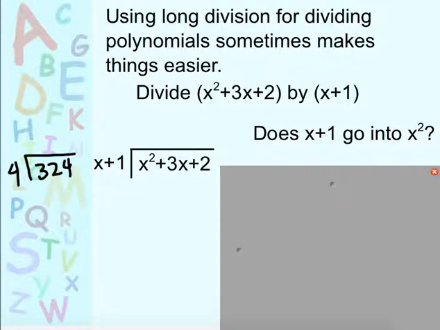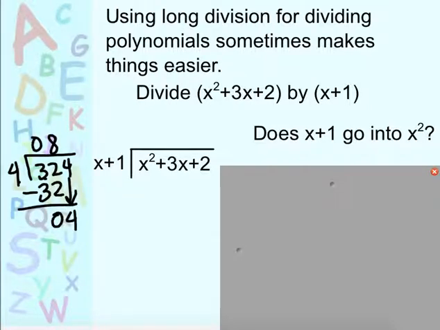I would say, okay, does 4 go into 3? We would say no. Okay, we have a 0 there. Does 4 go into 32? We would say yes. It goes in there 8 times. So we do 8 times 4 gives me 32, and I subtract. I have a remainder of 0, so I pull down this 4.